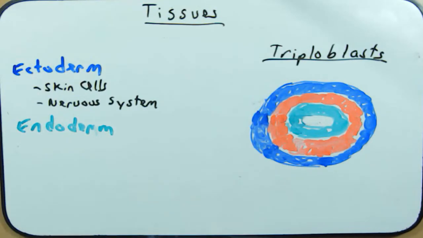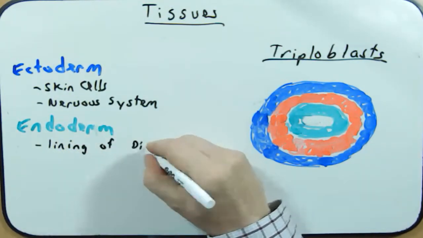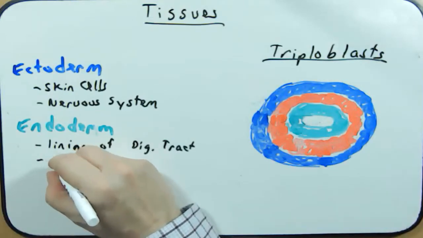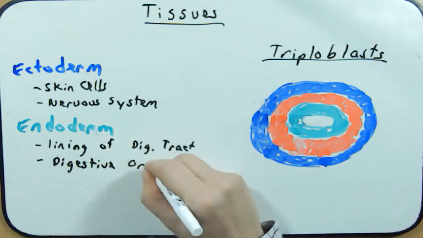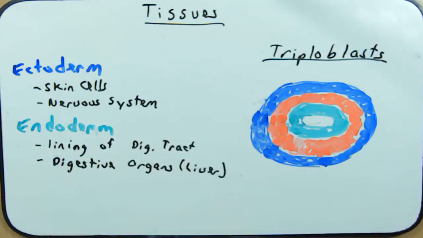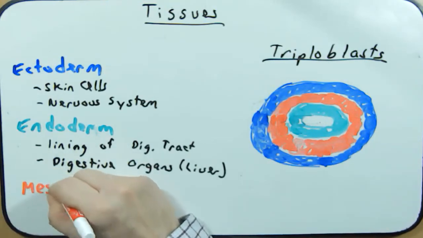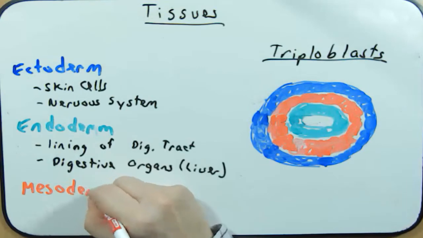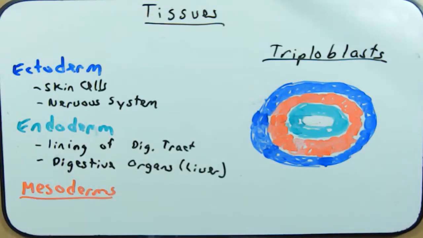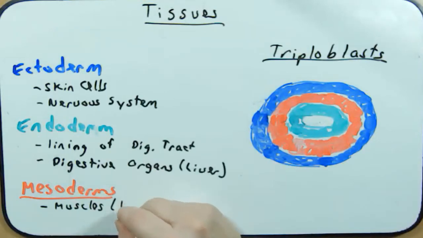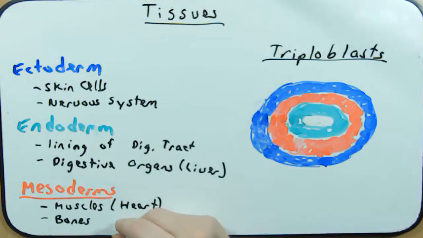The endoderm gives rise to the lining of the digestive tract and most of the digestive organs, like the liver. And lastly, we have the mesoderm. And remember, the mesoderm is only seen in the triploblasts. It is not seen in the diploblasts. The mesoderm will produce cells that will become muscles, including the heart and other parts of the circulatory system, bones, and many organs.